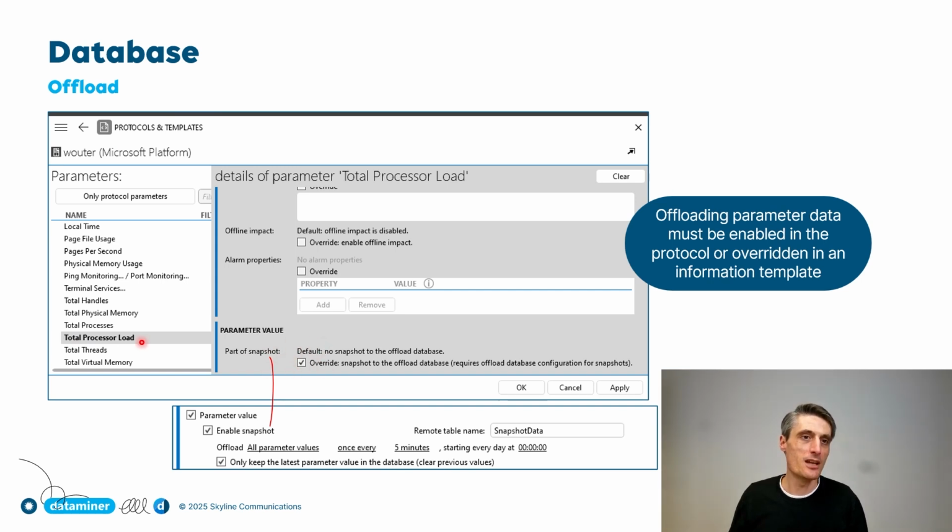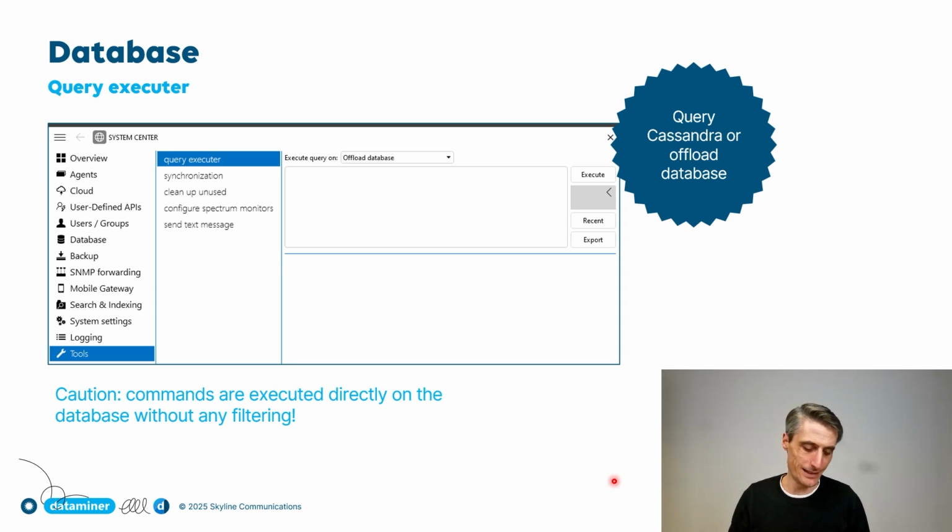If it's part of the snapshot, my total processor load of any of my servers will be part of that snapshot, and that snapshot will be taken, for instance, every 5 minutes. And every 5 minutes, I'll take a snapshot of all the total processor loads of all of my servers and put it in this offload database. Or maybe all the receive levels of all my IRDs will be a snapshot taken every 5 minutes into my database here. And you can do that with any parameter that you activate for snapshots there. More information is also available in the help or docs section.